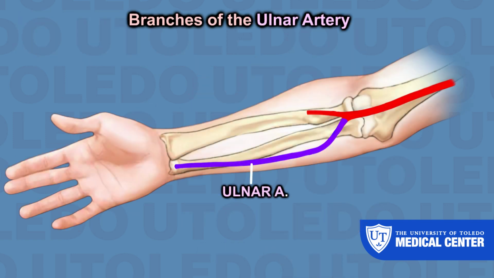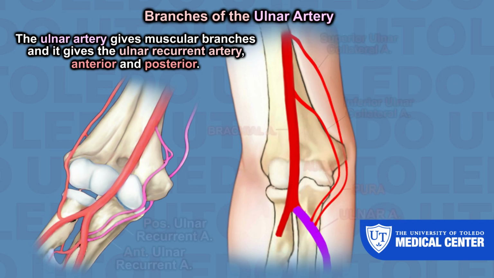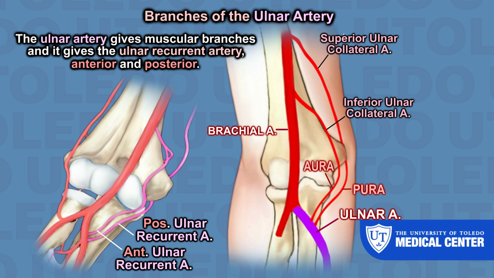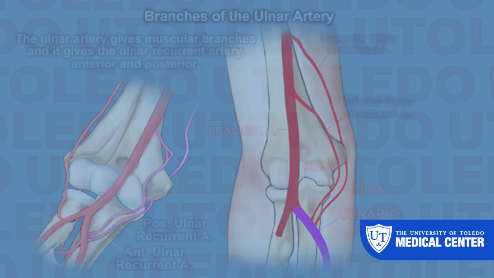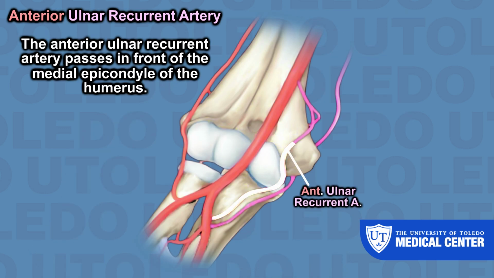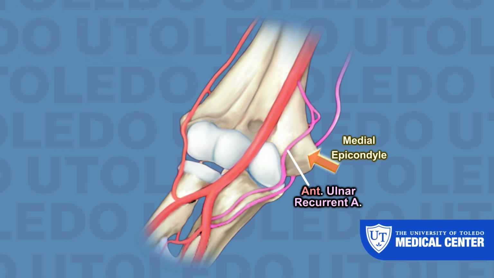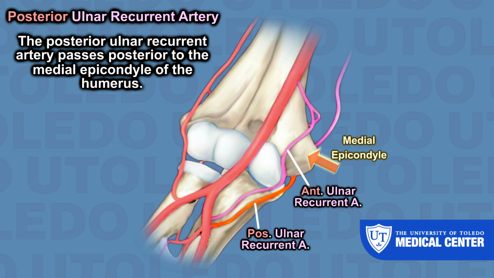Now let's talk about branches of the ulnar artery. The ulnar artery gives muscular branches, and it gives the ulnar recurrent artery, anterior and posterior. The anterior ulnar recurrent artery passes in front of the medial epicondyle of the humerus. The posterior ulnar recurrent artery passes posterior to the medial epicondyle of the humerus.